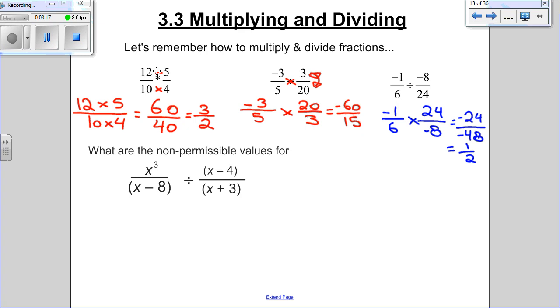So the first thing I did was I kissed and flipped it, right? I changed that division symbol into a multiplication symbol. I flipped the fraction to the right. So the one that you were dividing by, that's the one that flips. The first one stays the same.